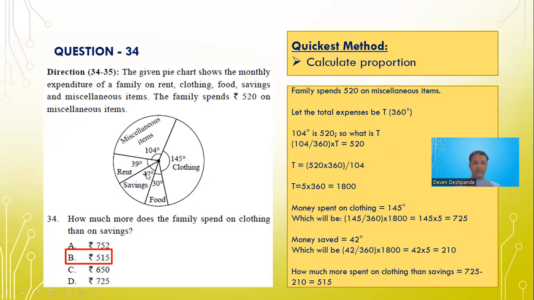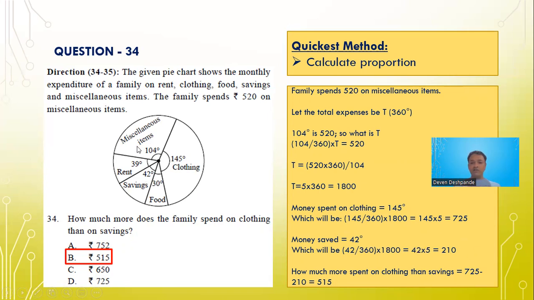Money saved. How much money is saved? 42 degrees. So how much is it in rupee terms? It is 42 upon 360, the proportion of the complete angle 360, into 1800. Total spent is 1800. So 42 upon 360 into 5 into 360 is 1800. 360 will be cut by 5. 42 into 5 is 210.